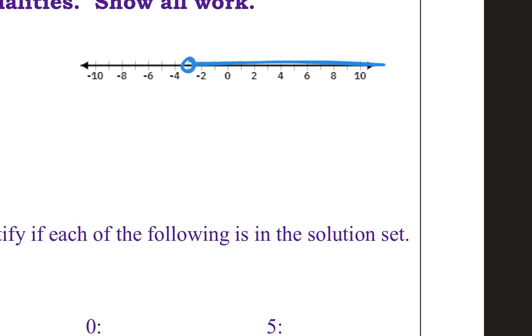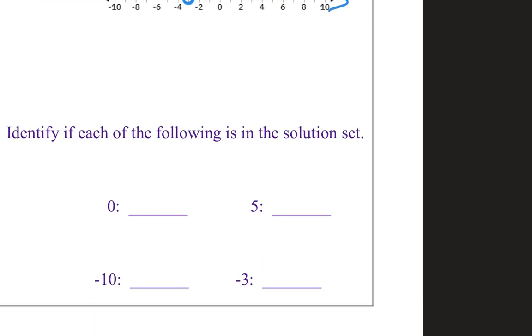All of these numbers are in the set. So is 0 included in the set? Yes. Is 5 in the set? Do y'all agree 5's in the set? 5's right here. Yeah? How about -10? No. How about -3? No, that's where that circle is, and because it's open, it's going to be a no.